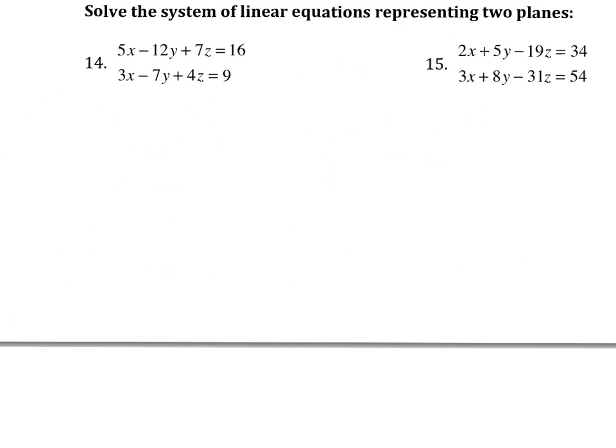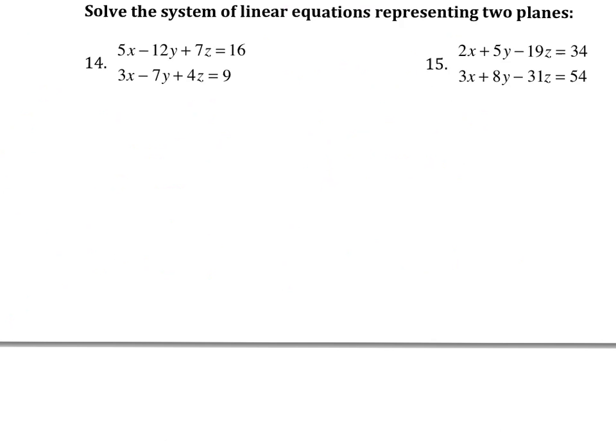For 14 and 15, we have two systems of equations, and they have three variables with two equations. So in this particular situation, we are always going to have infinitely many solutions because we have two planes, and the only way they can intersect is in a line. So we need to automatically create a point generator. So to create a point generator, we first need to eliminate a variable.